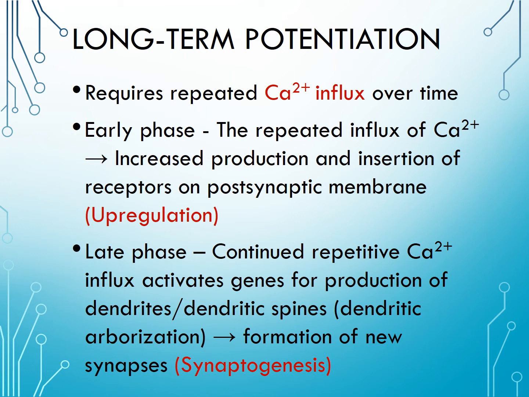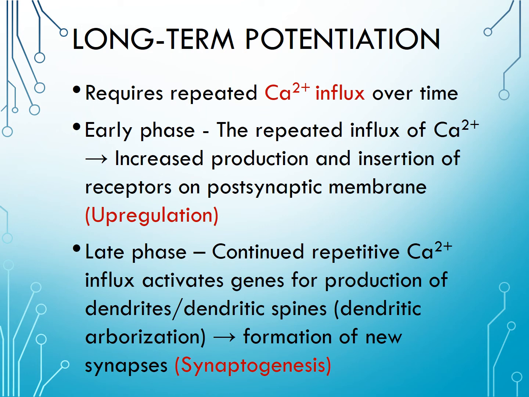A more permanent change in synaptic effectiveness occurs with long-term potentiation. Long-term potentiation requires repeated calcium influx into the postsynaptic cell over time. Long-term potentiation has two basic phases. In the early phase, we move beyond the presynaptic changes associated with sensitization to add some postsynaptic changes.